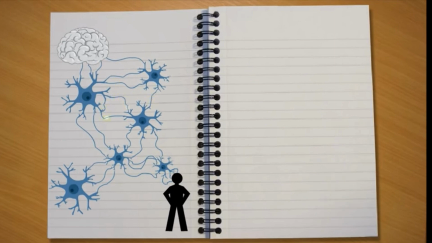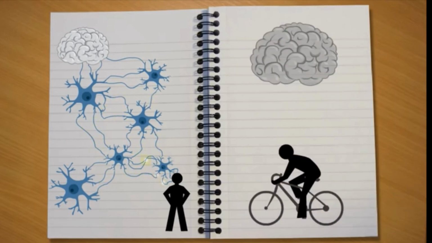Think back to the first time you rode a bike. Your brain had to think about pedaling, staying balanced, steering with the handlebars, watching the road and braking, all at once. Hard work having to think about all these things at the same time.